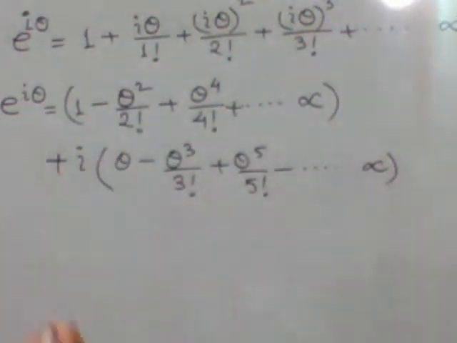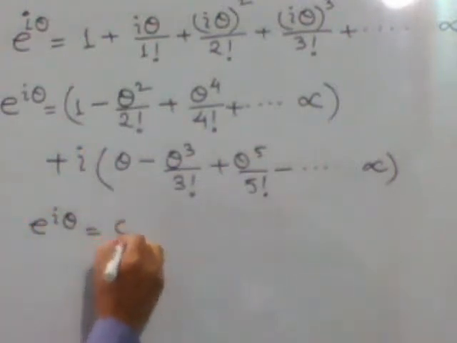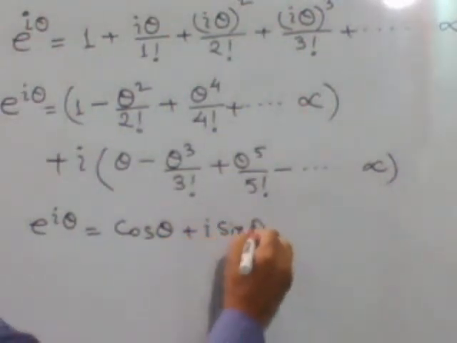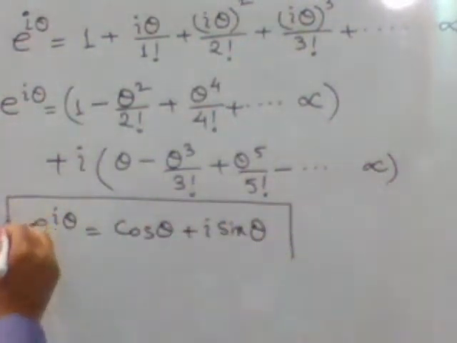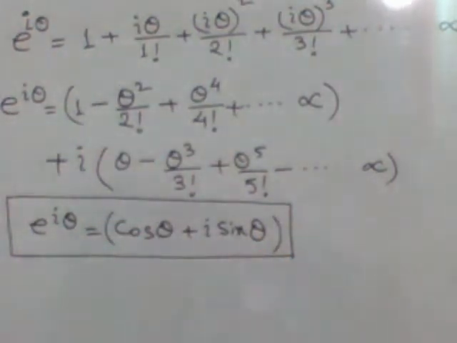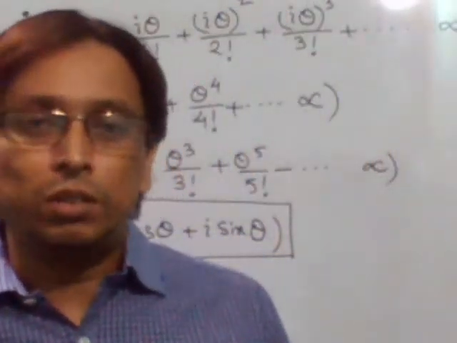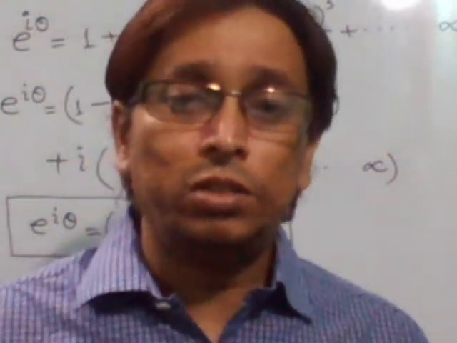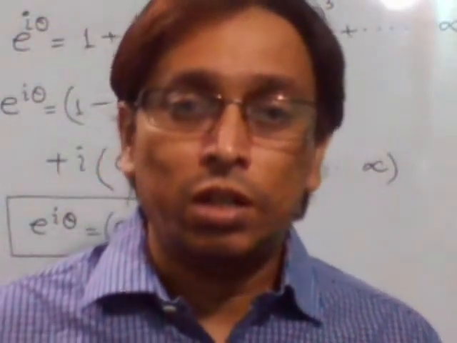So we can write e to the power i theta is equal to cos theta plus i sin theta. So this is an important formula which can be used in many geometric forms and for many purposes. So this is called Euler's form. This Euler's form can be used in many purposes.